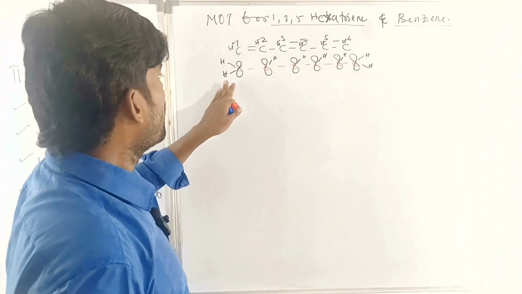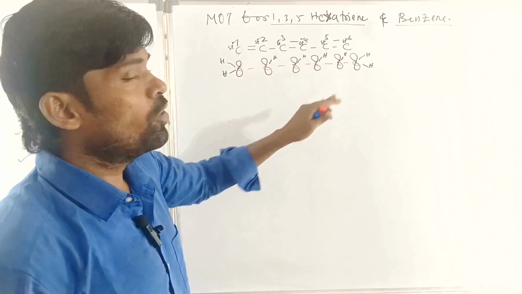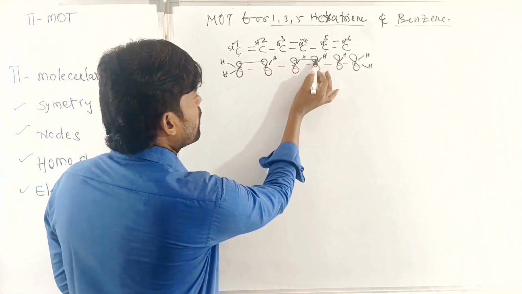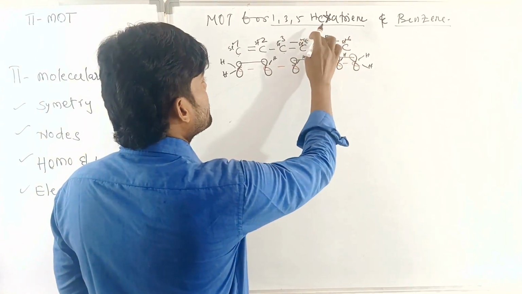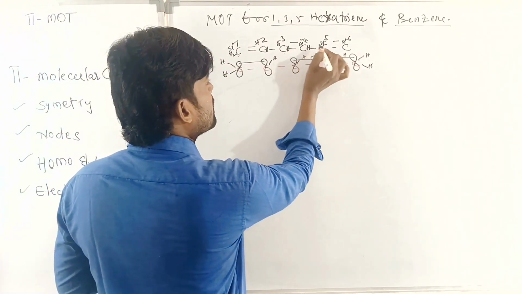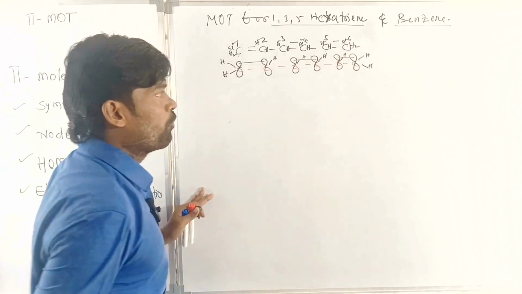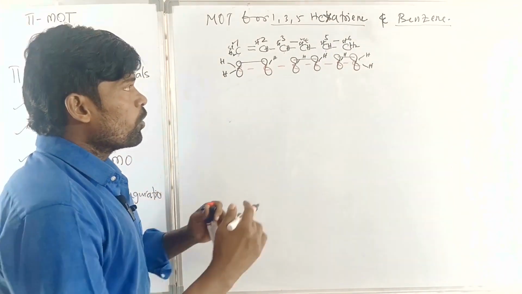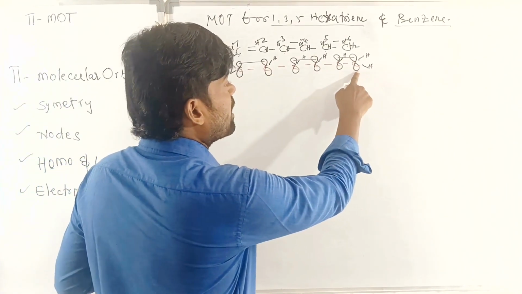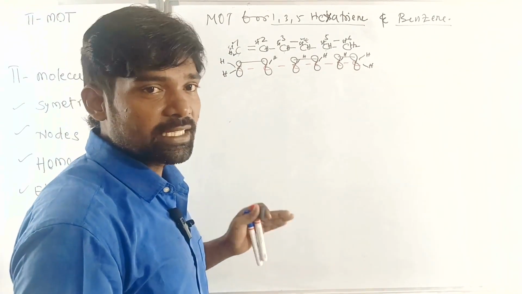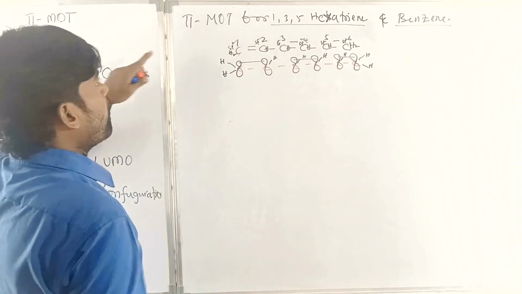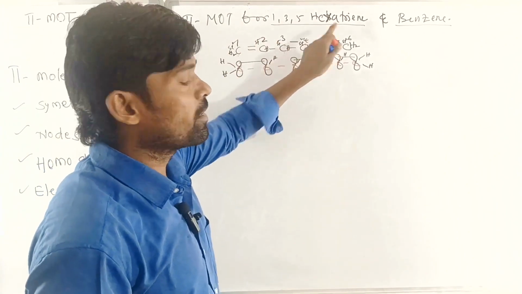So now each carbon atom has 4 bonds around it. These 2 bonds form a double bond, these 2 are a double bond, these 2 are a double bond. That is the structure of hexatriene: CH2, CH, CH, CH, CH, CH. Now we are going to focus only on these unhybridized p orbitals which form pi bonds. That is our motive. That's why we are studying pi molecular orbital theory for 1, 3, 5 hexatriene.